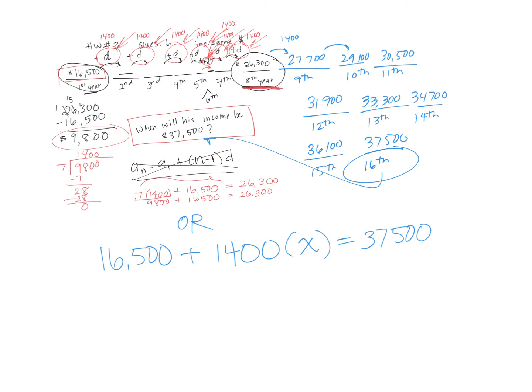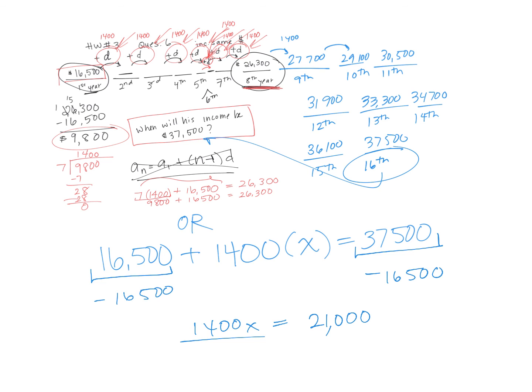And so what ends up happening is, okay, this is what we want to have, and this is our start. Let's subtract them. And again, you could do this without doing a fancy equation, but we subtract them. And so we're going to get 1,400x equals, so the difference between 37,500 and 16,500 is 21,000. So what we need to think about is, how many 1,400s does it take to make 21,000? So really we're just dividing by 1,400. And so when we do that, we have 21,000 divided by 1,400.